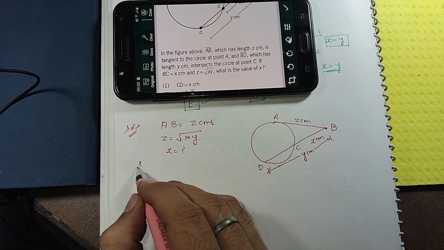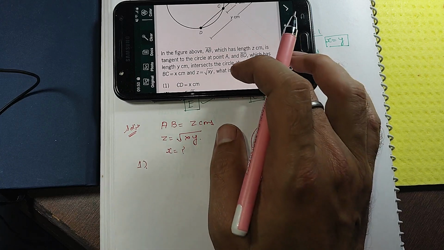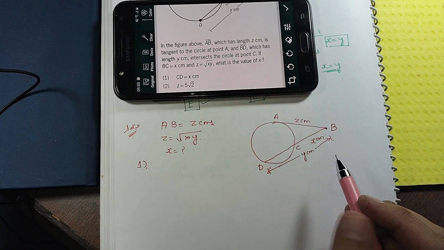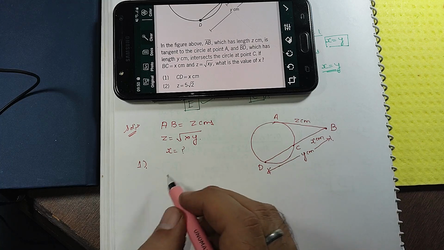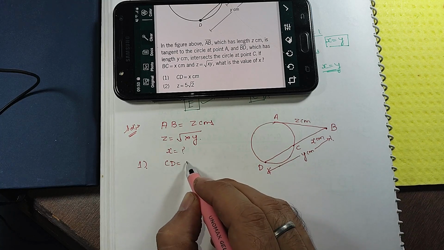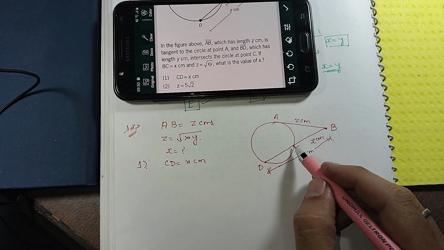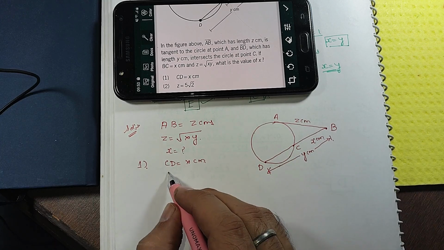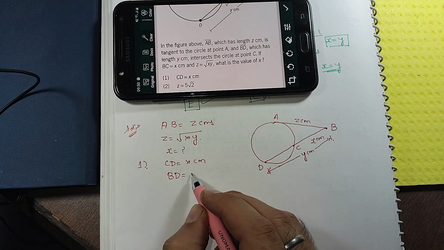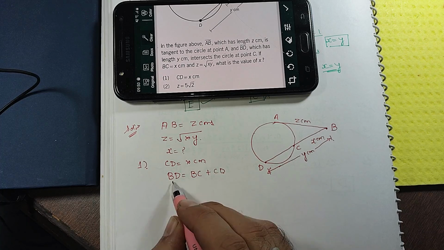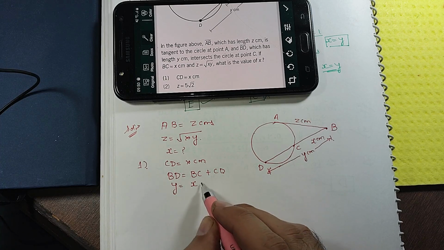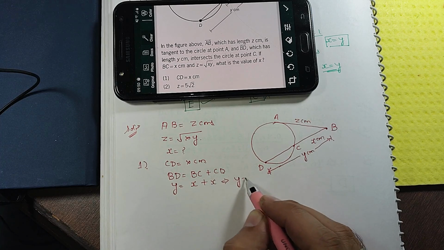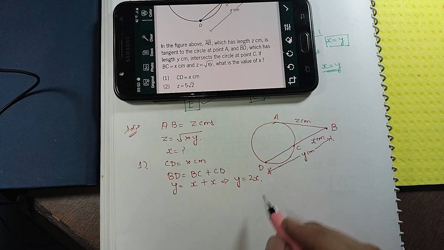So moving to statement 1. Statement 1 tells us that CD is equal to x centimeters. So this portion is also x. If CD is x centimeters, then we know BD is equal to BC plus CD, and BD is equal to y, BC is equal to x, and CD has been given as x. So this implies y is equal to 2x centimeters.